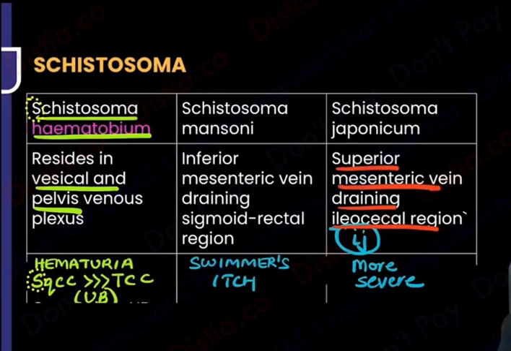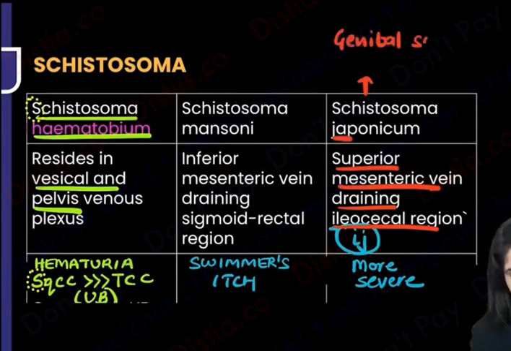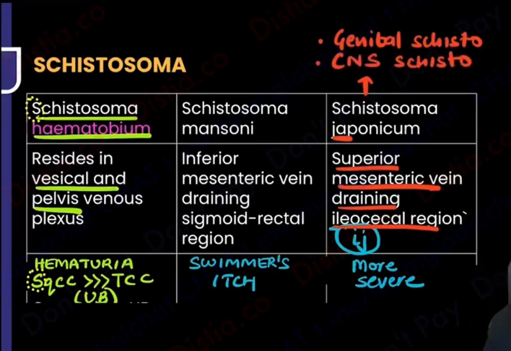So wherever it penetrates, there's going to be a lot of itching. That could be the neck or the shoulder or the hand, wherever it's entering from. That is going to be seen with mansoni and japonicum, but more severe with japonicum. And let me tell you, japonicum is also going to result in genital schistosomiasis, which is a previous year question. It is also going to result in CNS schistosomiasis. So everything severe is coming up. Remember, japonicum with genital, and also the brain, CNS, because all severe things are happening here. Both of these are previous year questions.